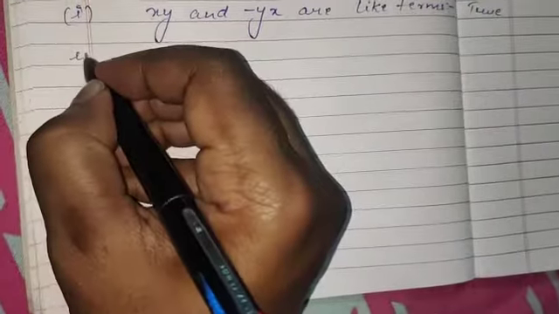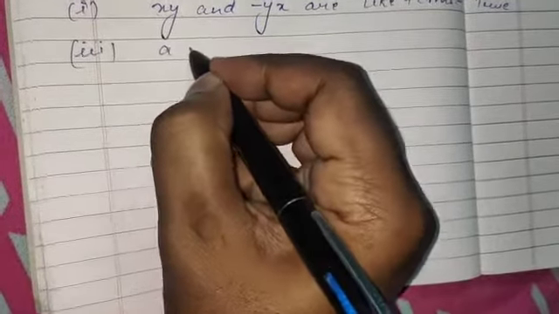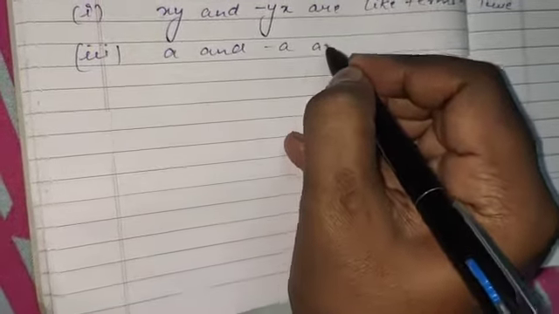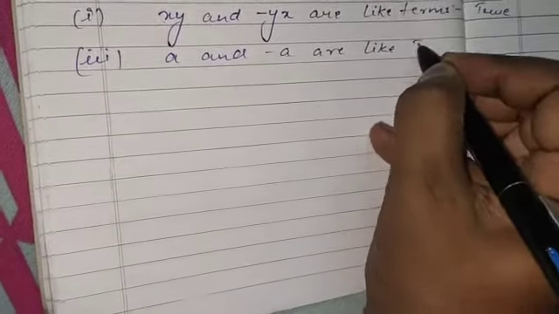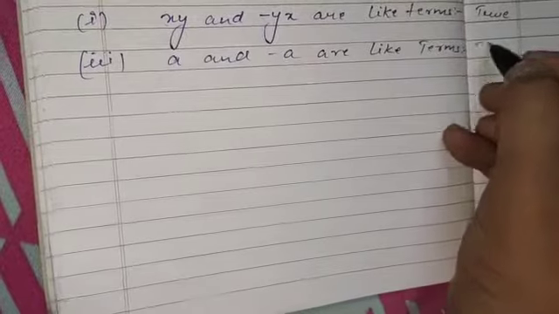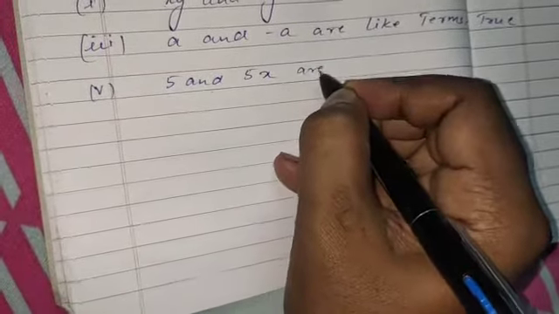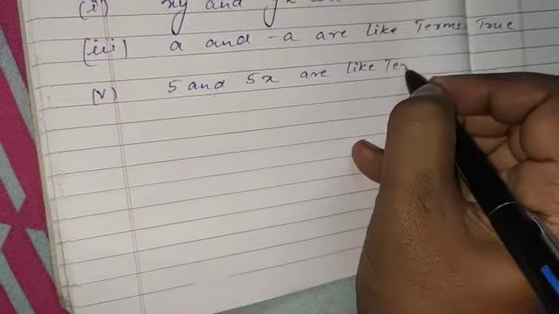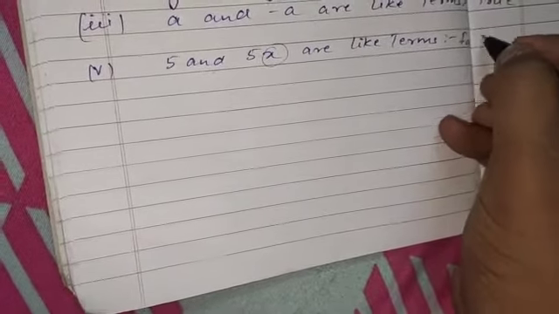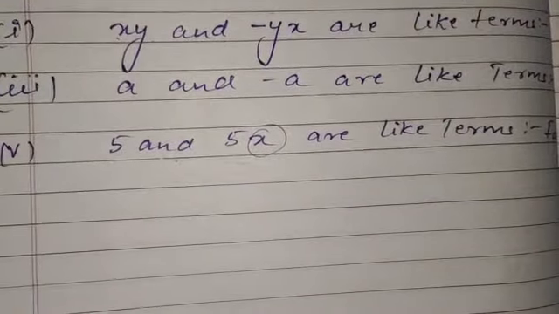Now let's see the third one. A and minus A are like terms. Yes, they are also like terms. So this will also be true. Fifth one. 5 and 5x are like terms. No, they are not like terms because here there is no variable part and here x is there, so this will be false. I hope you have understood. Okay, let's see the next question.